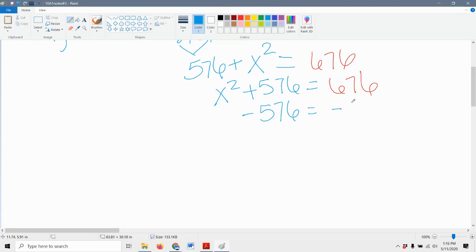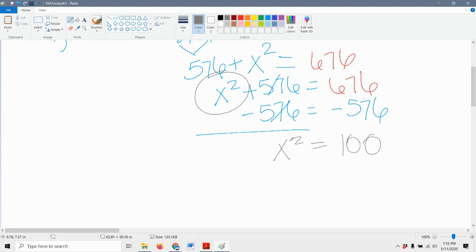So when we do that, we'll get x squared equals, when we subtract that 576 from the 676, what are we going to get? Well, we're going to get x squared equals 100. But we don't want x squared, we want x. So in order to undo that x squared, we're going to take the square root. Always have to do it to both sides. The square root will undo our square, and we'll get x equals the square root of 100. And the square root of 100 is 10.